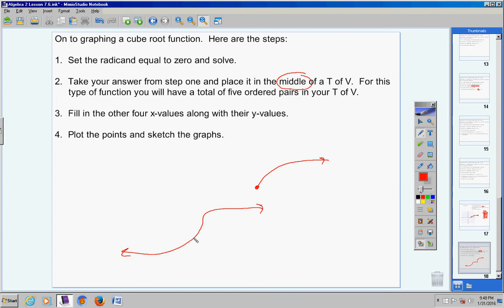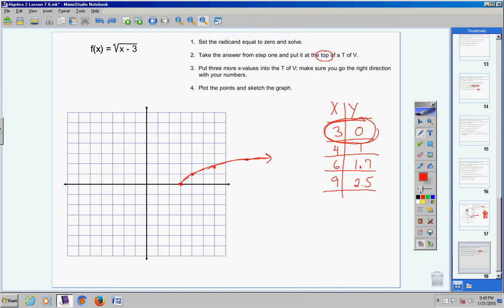You want that pair to be right in the middle, right there, which then gives you a curve this way and a curve this way. Okay, it does make sense. It really does. Okay, so for a cube root function, you're going to take your answer from step 1 and place it in the middle of your table of values. Now for this type of function, you will have a total of 5 ordered pairs, just like a parabola, 5 ordered pairs. Fill in the other x values along with their y values, and then plot the points and sketch the graphs. Really, guys? Pretty simple.